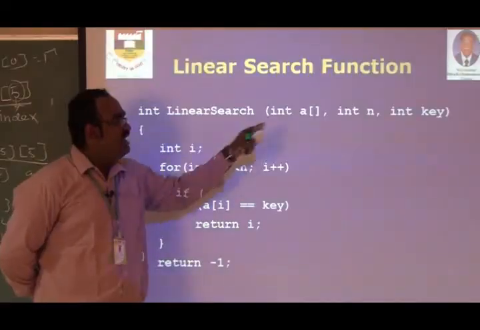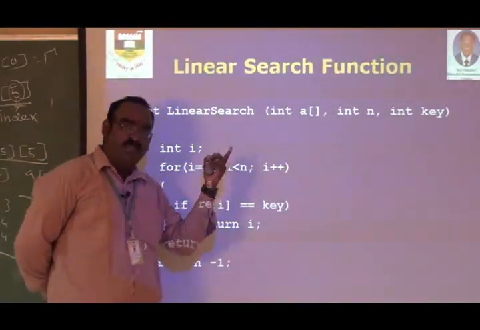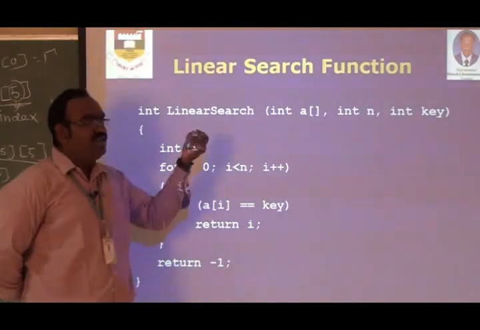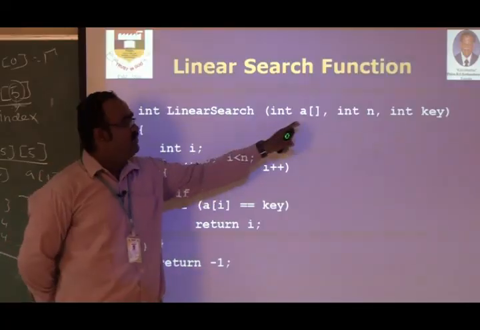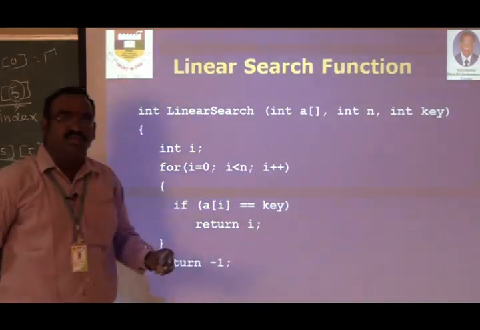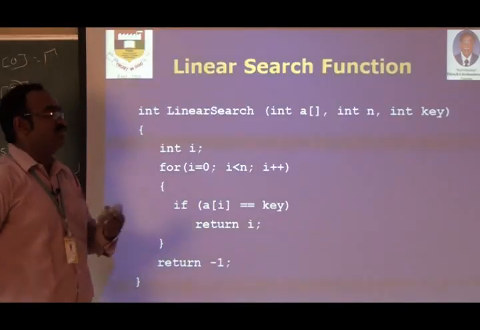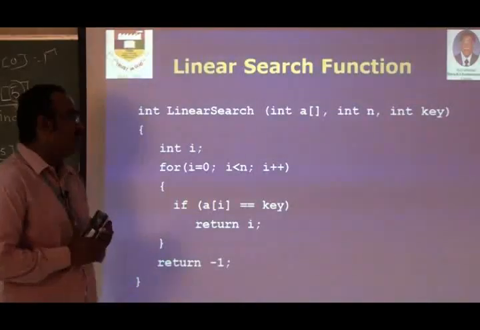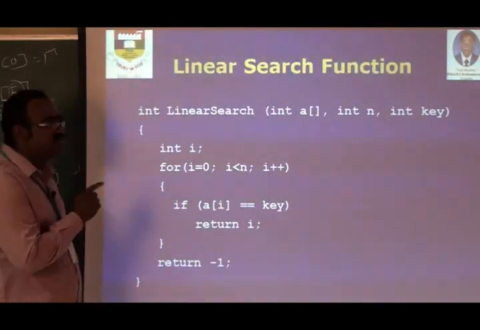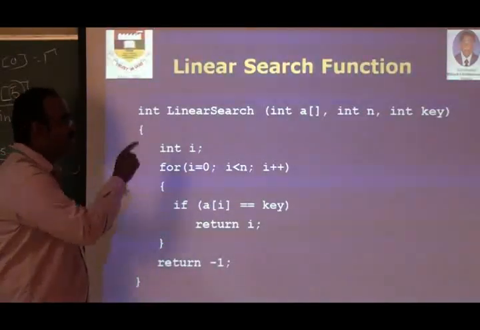Since we are not defining any capacity in the indexing operator, it is unlimited; any number of values you can store in the array. That's why we are not defining any capacity, right? There is no constant value. Unlimitedly you can store many numbers. So integer n is the size of the array. The key is the value we are going to search for. So a is the array, n is the size, and key is the value you are searching for. So there are 3 parameters for linear search.